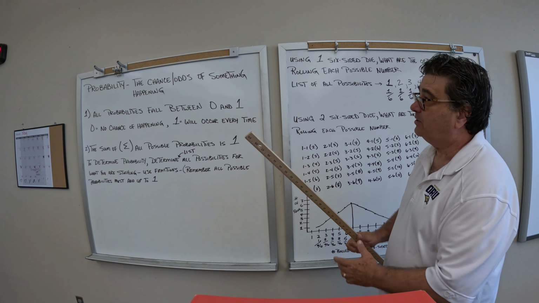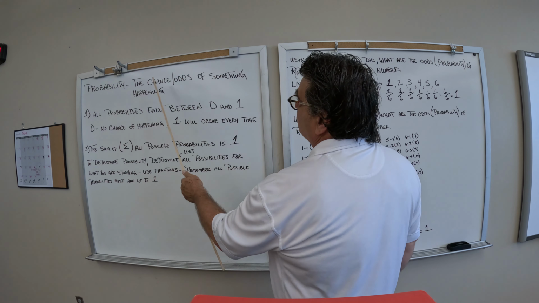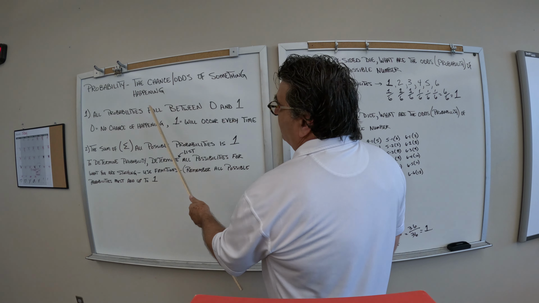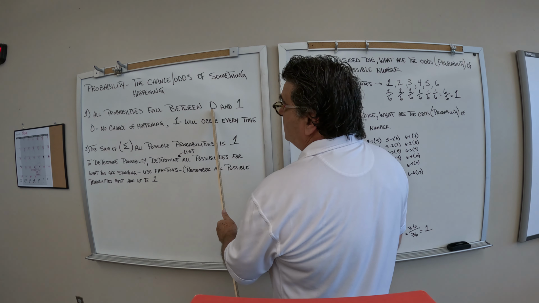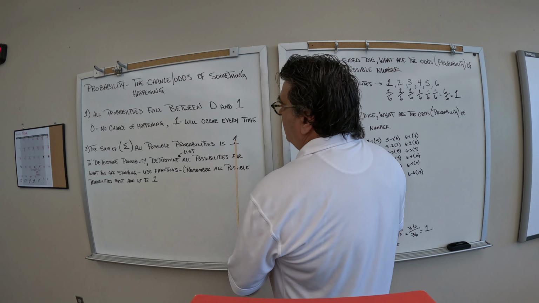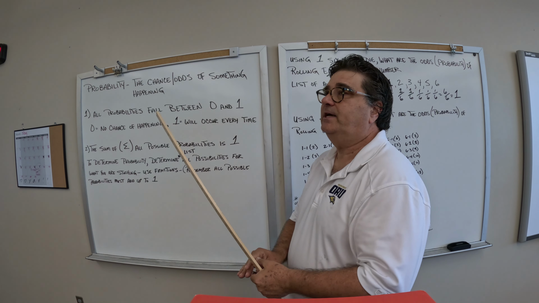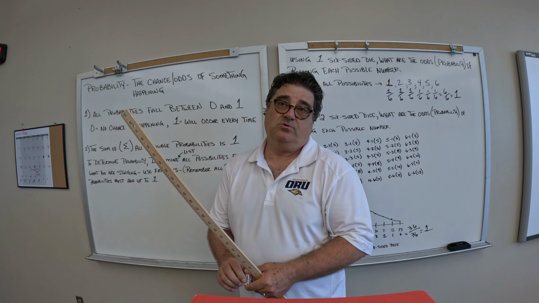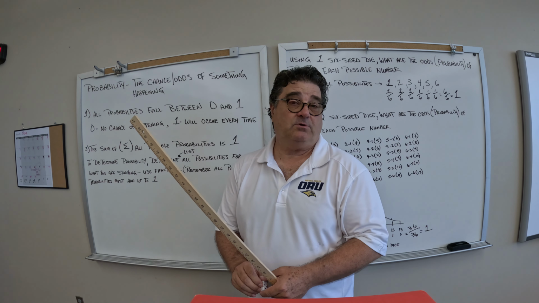So, remember, probability is the chance of things happening. They all fall between 0 and 1. The sum of all of them will equal 1, and we are looking for things that are not quite normal or what we suspect, and that's what we study.